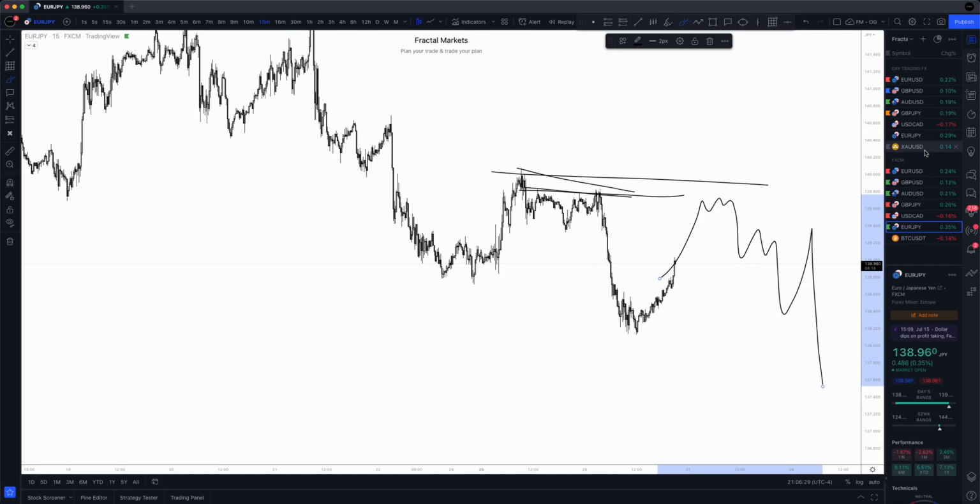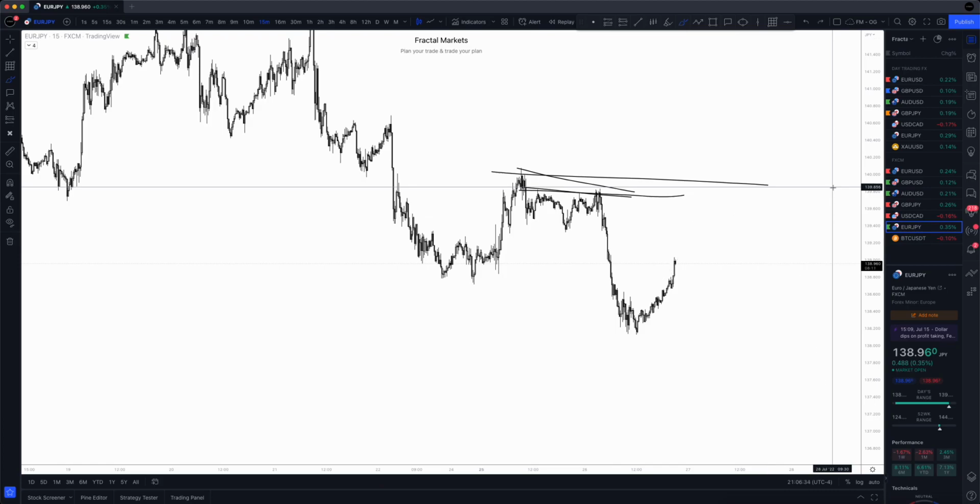Gold, I'm not really monitoring right now just because we're getting deeper and deeper into price, so it's not really something I'm that interested in.